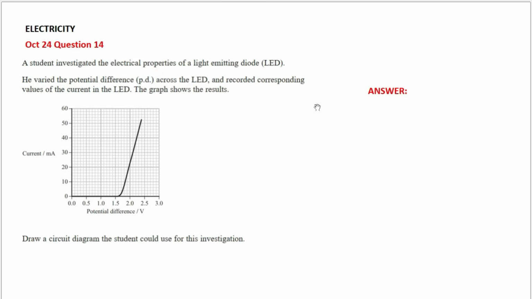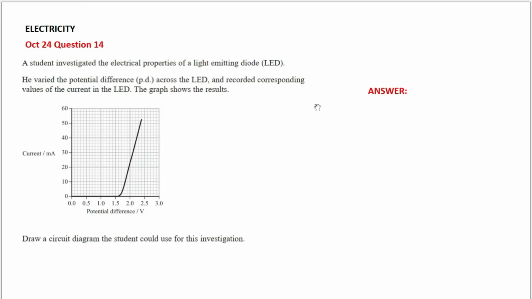So the next question is from October 24, question 14. A student investigates the electrical properties of a light-emitting diode. He varied the potential difference across the LED and recorded corresponding values of current in the LED, and the graph shows the results. Okay, so he varied PD across the LED and recorded corresponding values of current. Draw a circuit diagram the student could use for this investigation.